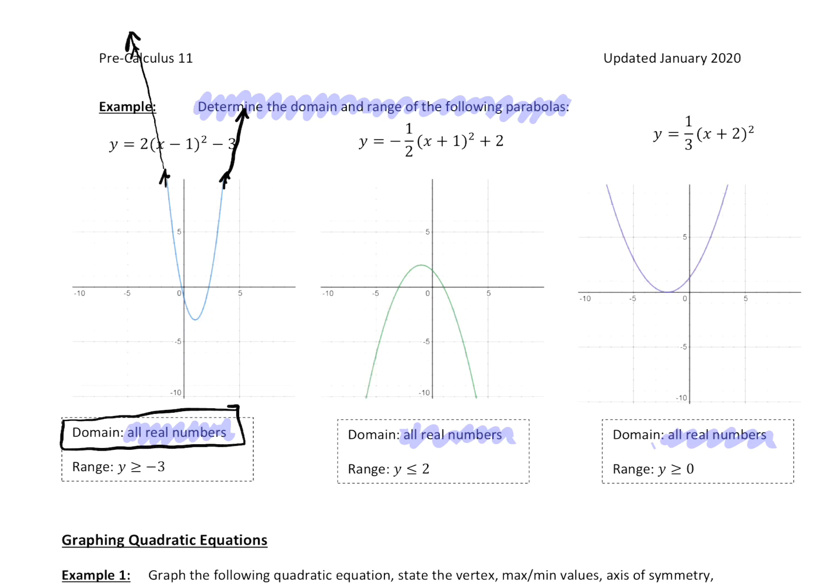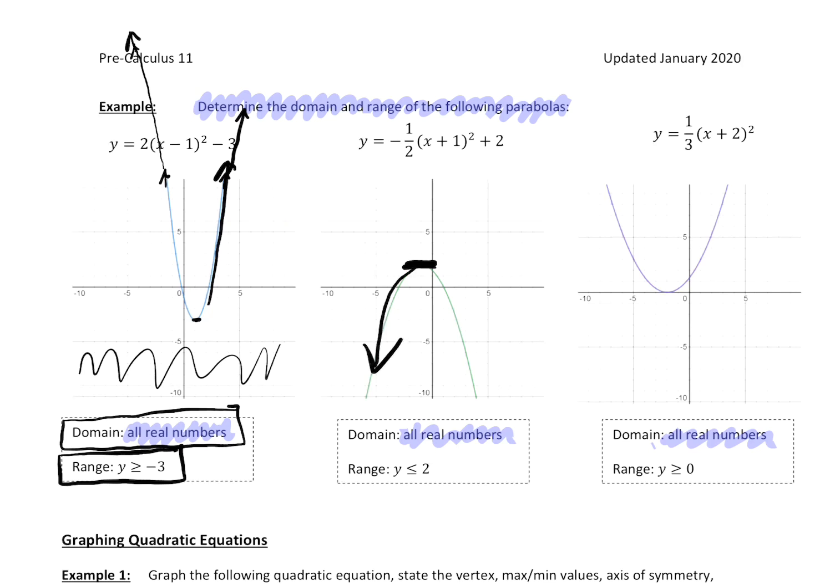The range is, well, what's my minimum or my maximum point? And do I open up or down? Because here you're going to have a whole bunch of y values that are never going to be included, but all of these ones will. So it's everything greater than or equal to the minimum point. So here, what's the minimum point? It's negative 3, right? So it's greater than or equal to negative 3. Here, my maximum point is positive 2. And since I'm opening down, it's everything less than or equal to positive 2.